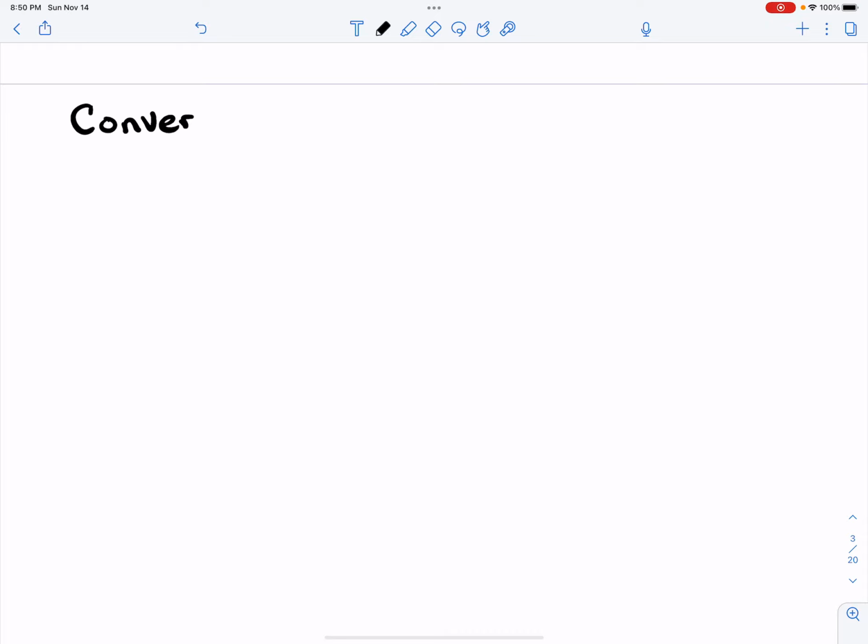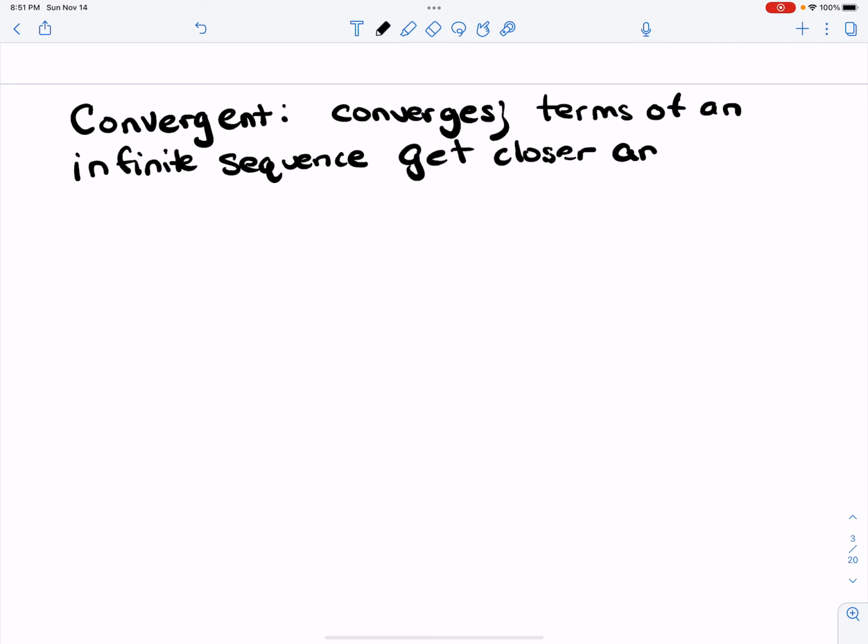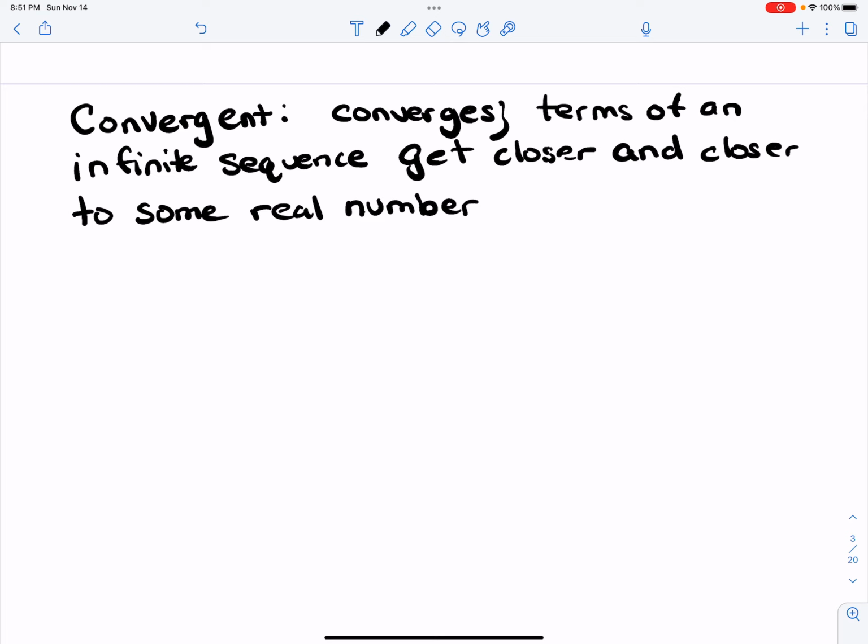Convergent sequence converges, hence the name. In other words, the terms of an infinite sequence get closer and closer to some real number. So it converges to that real number, whatever that number is, it's getting close to.